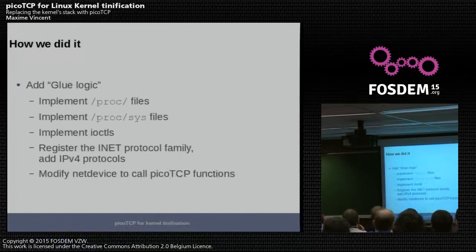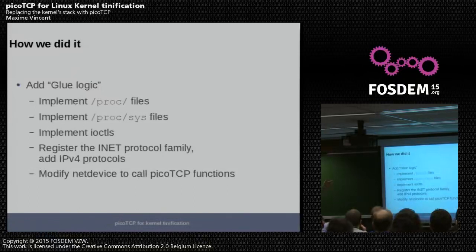So the glue logic adds this. We implement these proc files, which I showed you, procnet stack before. Okay, you don't really need procnet stack, but there's a few other proc interfaces that you do need. Also in procsys. And then IOCTLs. So IOCTLs is one of the ways you can communicate with the kernel from user space, and there's a lot of socket IOCTLs actually in the kernel. For example, to set your Ethernet address, as I just did with iconfig.